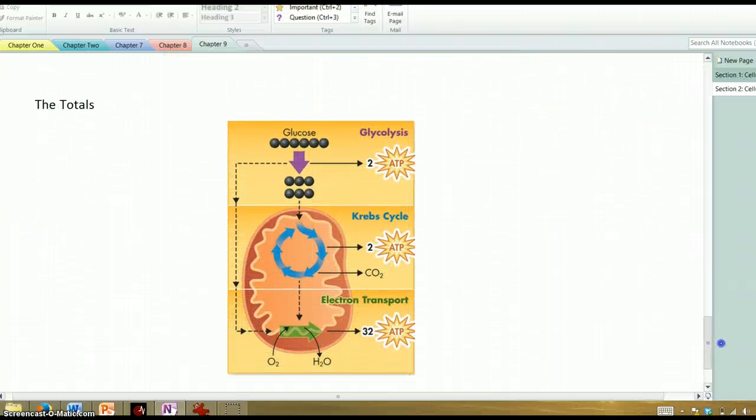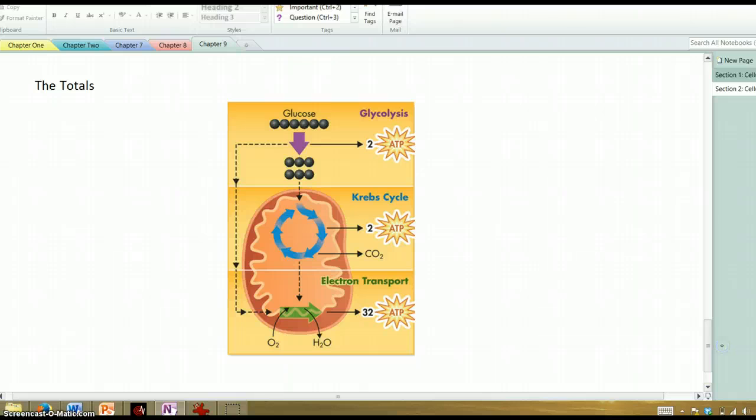All right, so here's sort of the totals here. Again, the goal is to make ATP. We make a couple of them in glycolysis, a couple more in Krebs cycle, as well as producing some CO2, 6 of them to be exact. And you can see the vast majority of the ATP are produced with electron transport, as well as using the oxygen to produce some water.